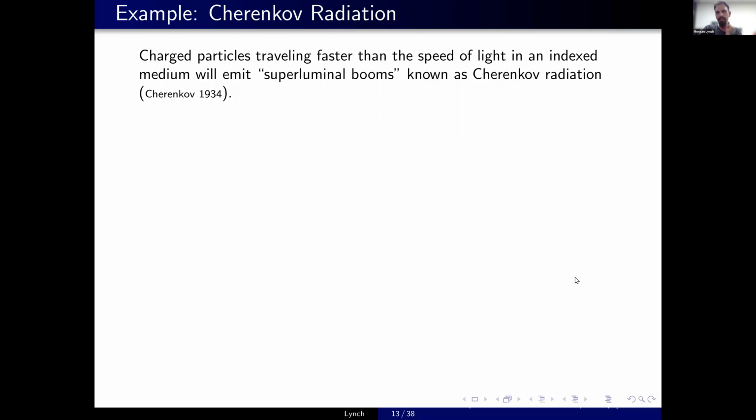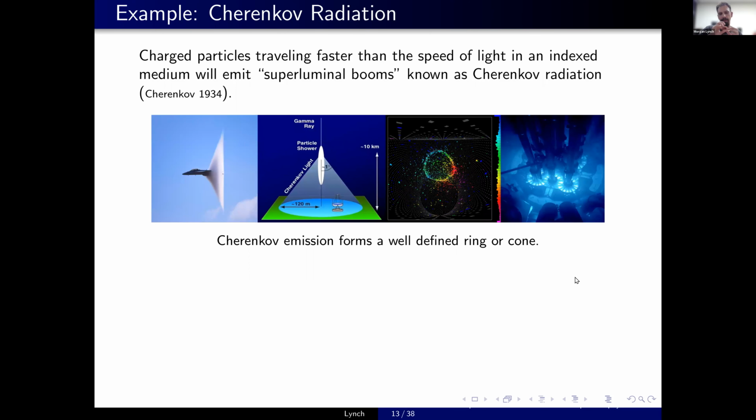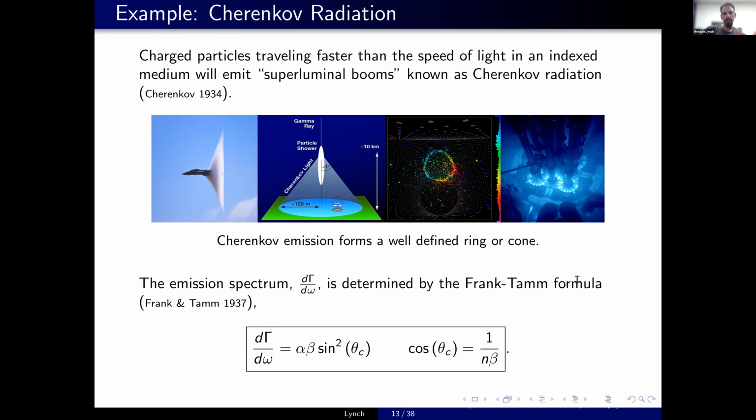The math is a lot easier, right? So if we look at Cherenkov, if I have an index medium, and I'm traveling faster than the speed of light in that medium, you emit superluminal booms in analog to sonic booms from breaking the speed of sound. And the emission spectrum is known as the Frank-Tamm formula. It's a very simple formula.